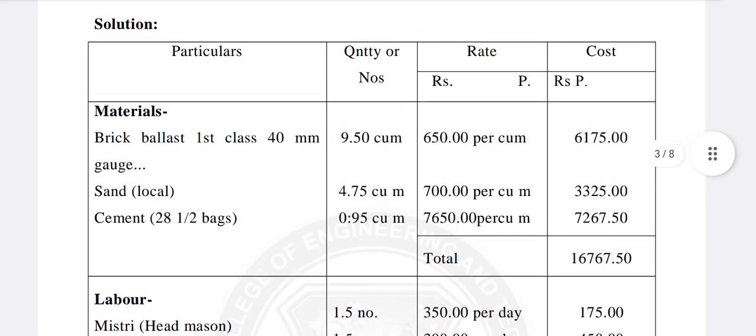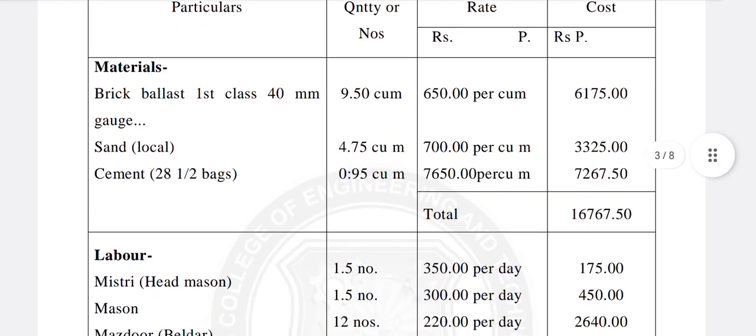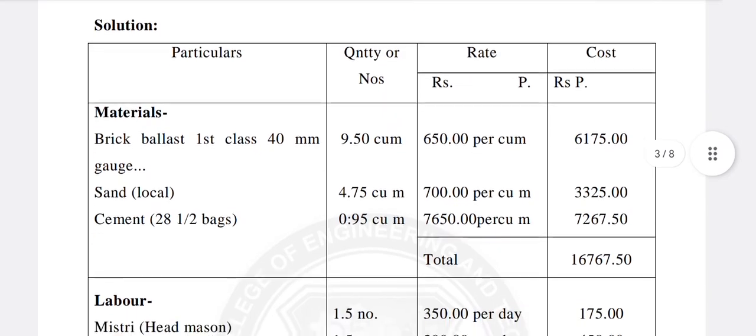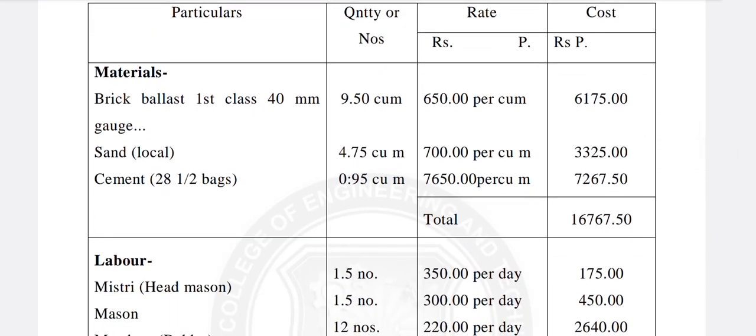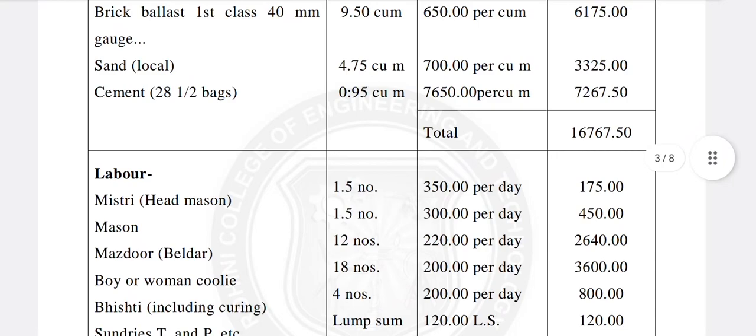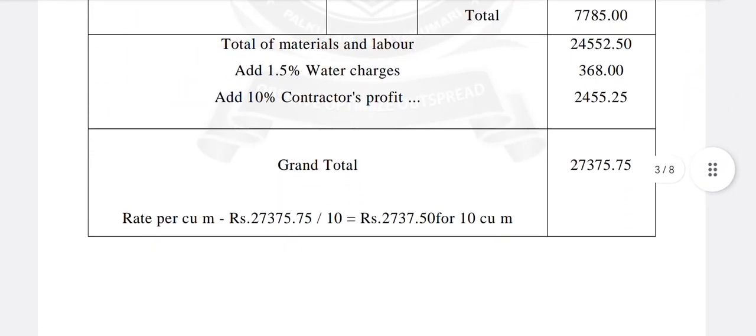This is the requirement for 10 cubic meter of concrete, according to the ratio. Now, cement concrete 1:5:10 in foundation or floor with brick ballast of 40 mm gauge. Unit is 1 cubic meter. Take 10 cubic meter.